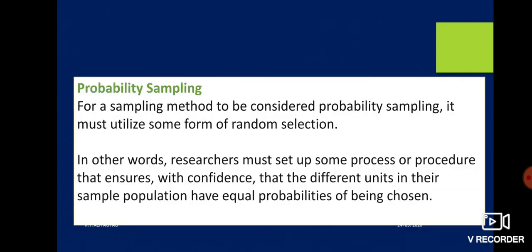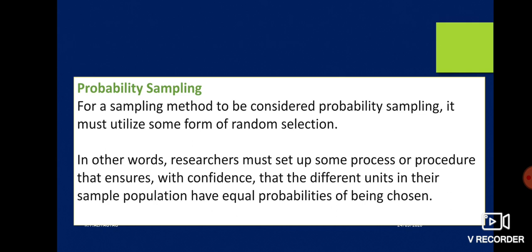Probability sampling is considered and must utilize some form of random selection. In other words, researchers must set up some process or procedure that ensures with confidence that the different units in their sample population have equal probabilities of being chosen.